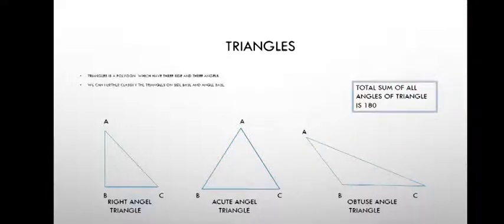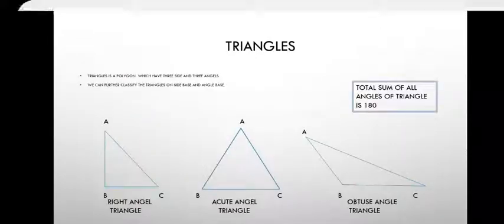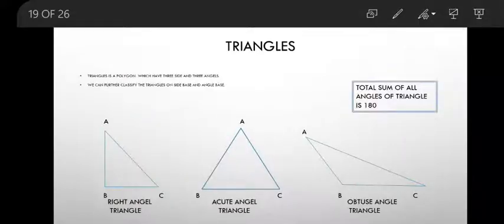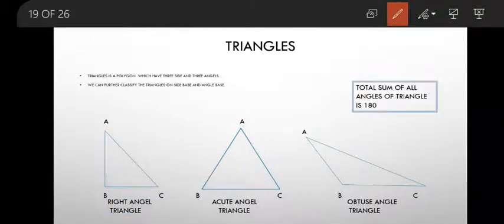This is the right angle triangle ABC. This is called a right angle triangle because angle ABC is 90 degrees. So that is why we call this triangle a right angle triangle. The remaining two angles plus this 90 degree angle will equal 180 degrees, because the total sum of all angles of a triangle is 180 degrees.